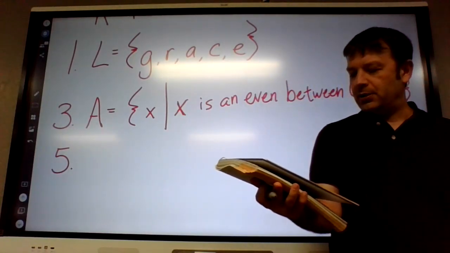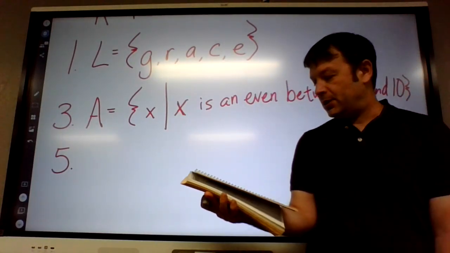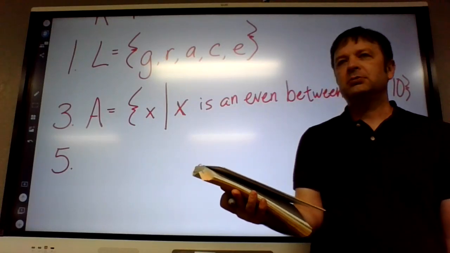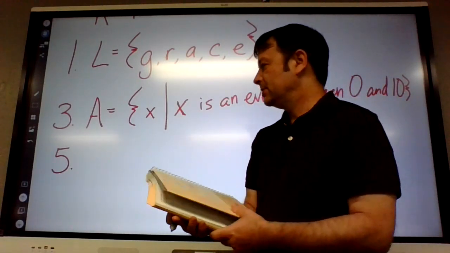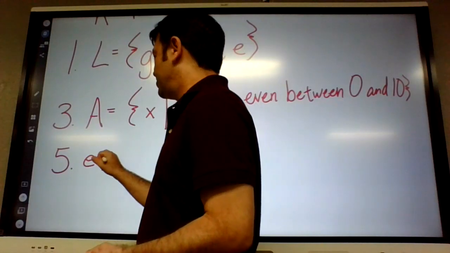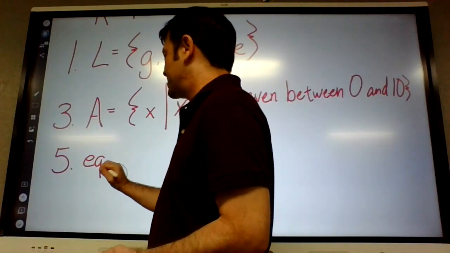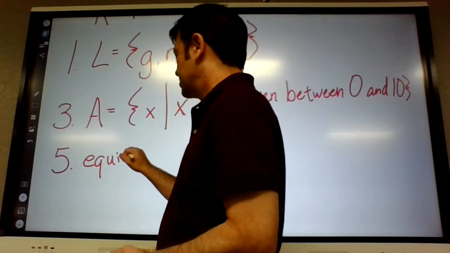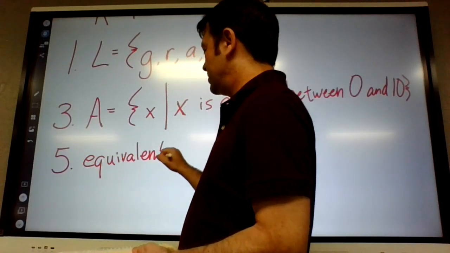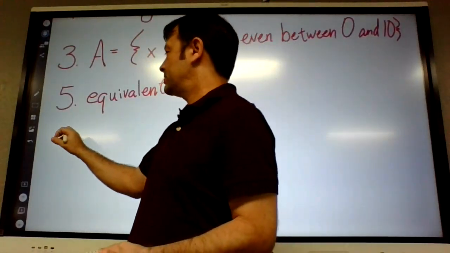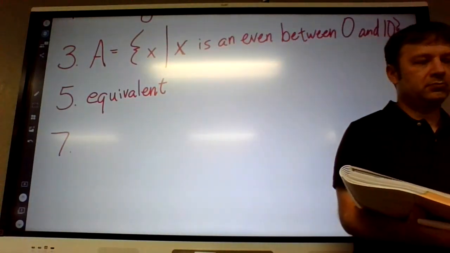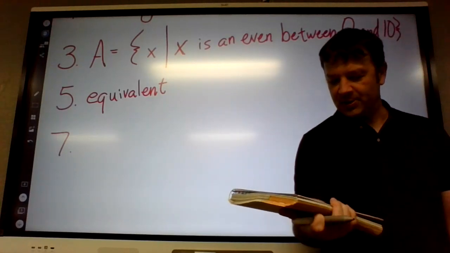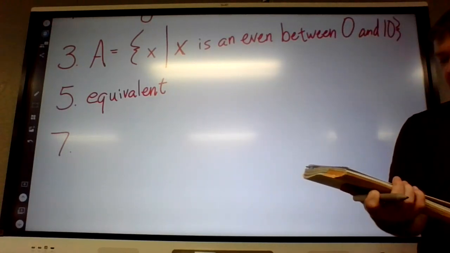So are sets A and B equal? No, because they're not the same. Are they equivalent? Yes. Because equivalent just means they both have the same number of elements. They both have 3, so they are equivalent. Equivalent just means the same number of elements.